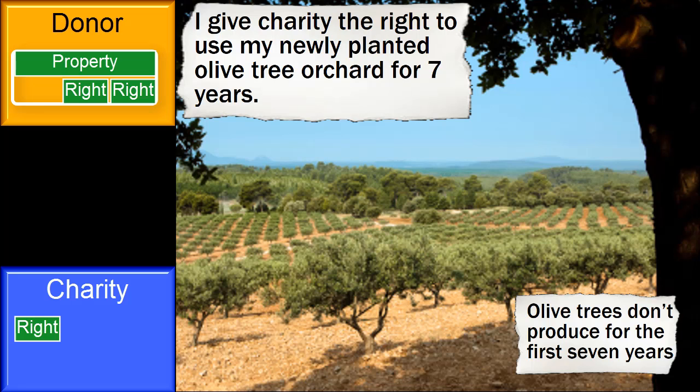A cooperative charity would not disturb the olive trees, allowing the owner to deduct the gift of a right which has no real value. Thus, once again, the donor would receive a tax deduction based upon a much higher value than that actually transferred to charity if this prohibition against partial interest deductions were not in place.